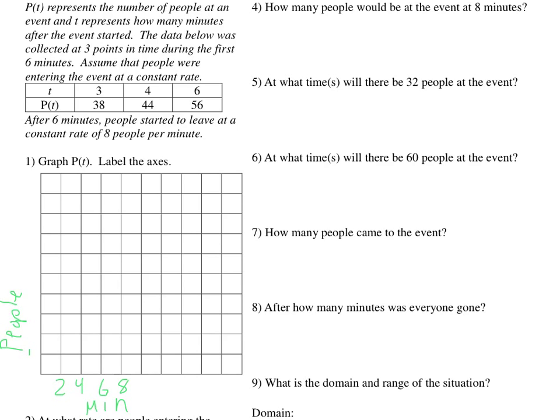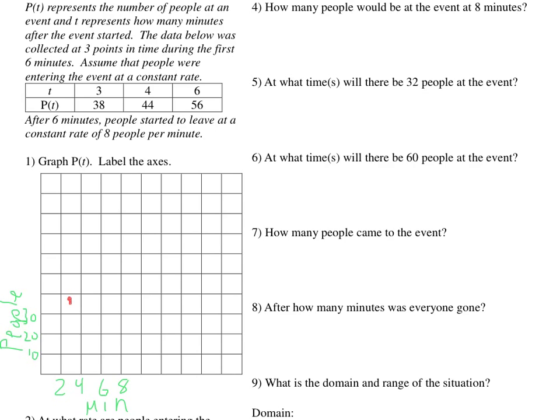So this would be 10, 20, 30, and so forth. All right. So here we go. Next, we want to plot the dots. So if we want to plot this one, 3 is 38. So at 3 here, we're going to go up 38, which is right about there. So let's put that 38 right about there.